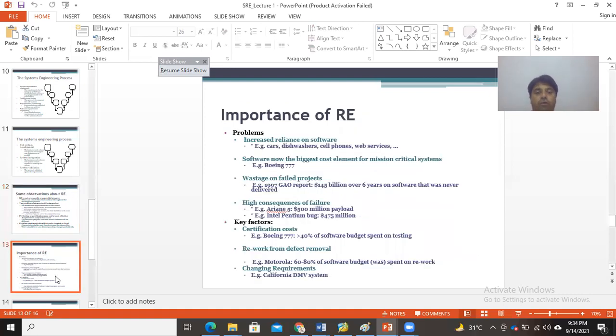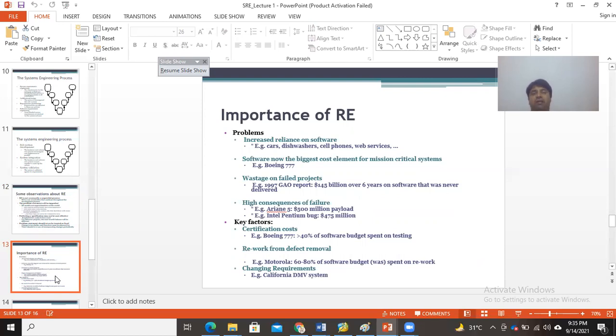Then we will talk about the importance of requirement engineering. There are some problems associated with defining its importance. That is increased reliance on software. In our daily life, as discussed in the prerequisite course, software engineering, more and more systems are software controlled. For example, your cars have software, your dishwashers, your cell phones, and your web applications or web services are software controlled.